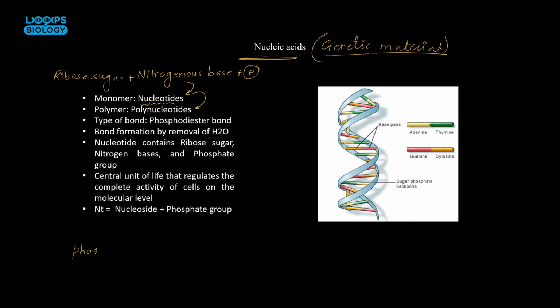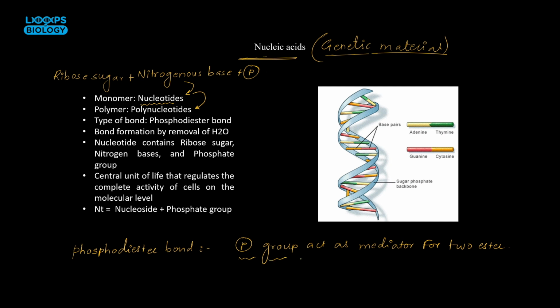Whenever I'm talking about the phosphodiester bond, the phosphate group acts as mediator for two esters. We will see that interesting part in the proper structure of the phosphodiester bond. Alright, so the phosphate group acts as mediator for two ester structures. Now this bond is also formed by the removal of water. In the nucleotide, as I've told you, ribose sugar, nitrogen bases and phosphate group are present.